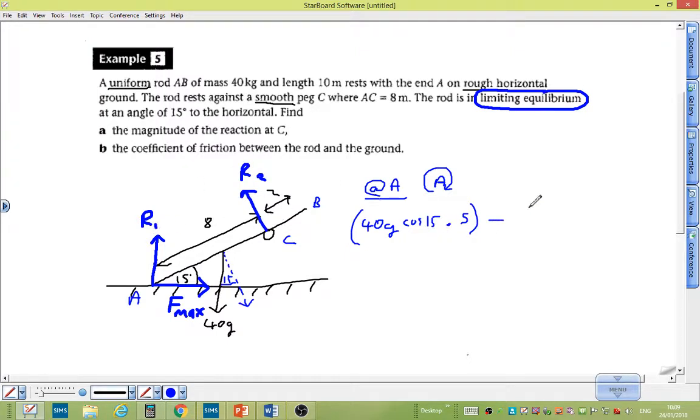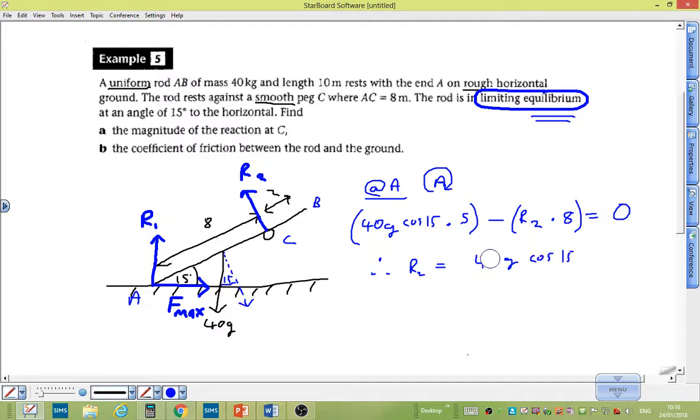because it's going anti-clockwise, and that is R2, which is what we're after, and we're multiplying that by its perpendicular distance, which is 8. Now it's in limiting equilibrium, but it's still in equilibrium. It's still balanced. The sum of the moments is equal to 0. So therefore, to work this out, R2, which is what we're after, is simply equal to 40g cos 15.